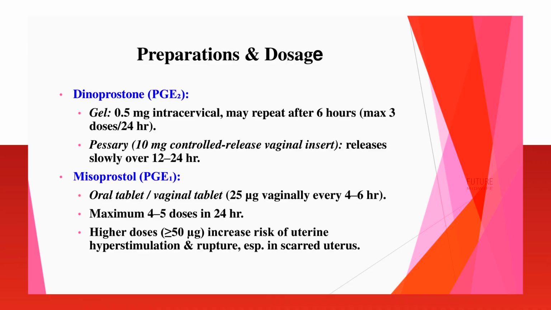In case of misoprostol, it is available as oral tablet or vaginal tablet. Oral misoprostol is usually given in 2 to 4 doses of 200 micrograms per day, and the time to maximum concentration is 10 to 20 minutes. In case of vaginal tablet, 25 micrograms vaginally every 4 to 6 hours. Maximum 4 to 5 doses in 24 hours. If it is a high dose, that means more than 50 micrograms, it increases the risk of uterine hyperstimulation and rupture, especially in case of a scarred uterus.